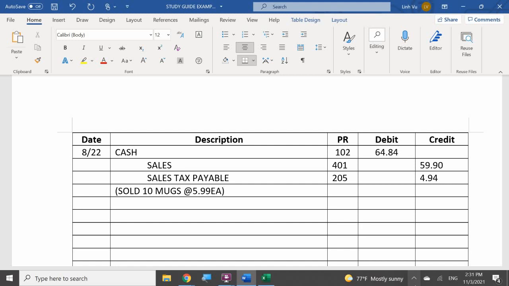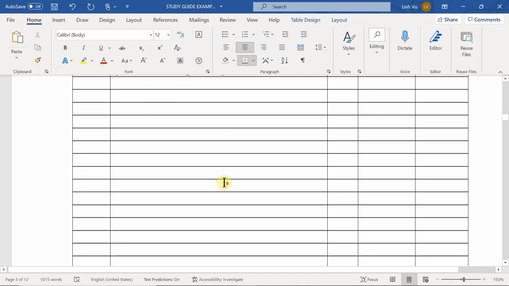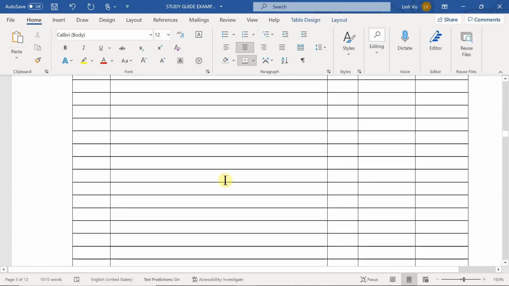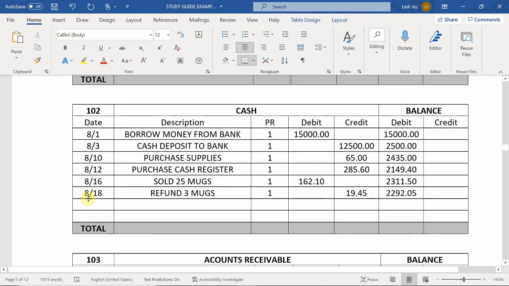I'm sure I have to check everything at the time because now I'm just doing. Just tell me what I'm doing. No worries. Let's go ahead and plug everything in. Let's see. Okay, cash. Cash is 64.84, by the way. Okay, so that's the 22nd. We sold 10.